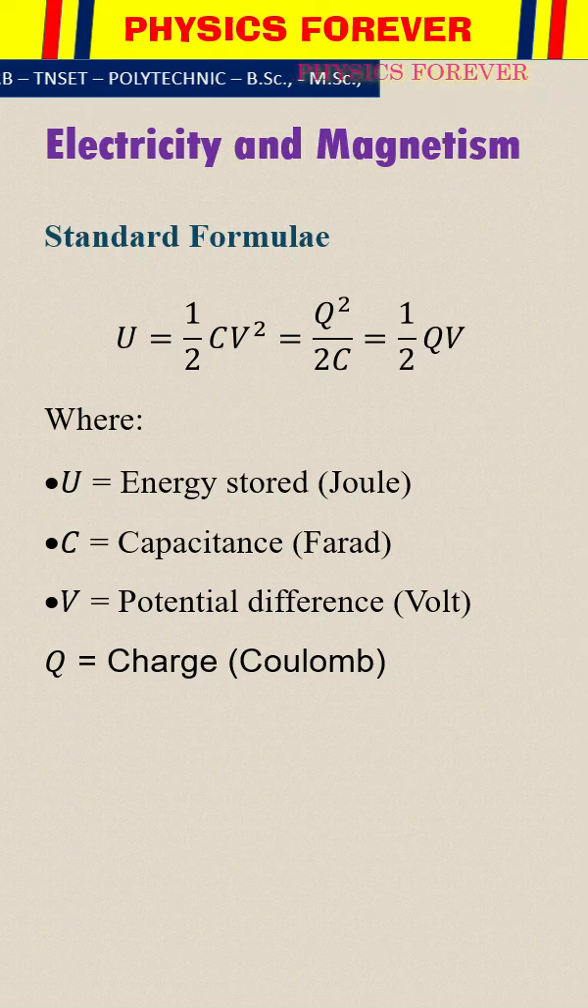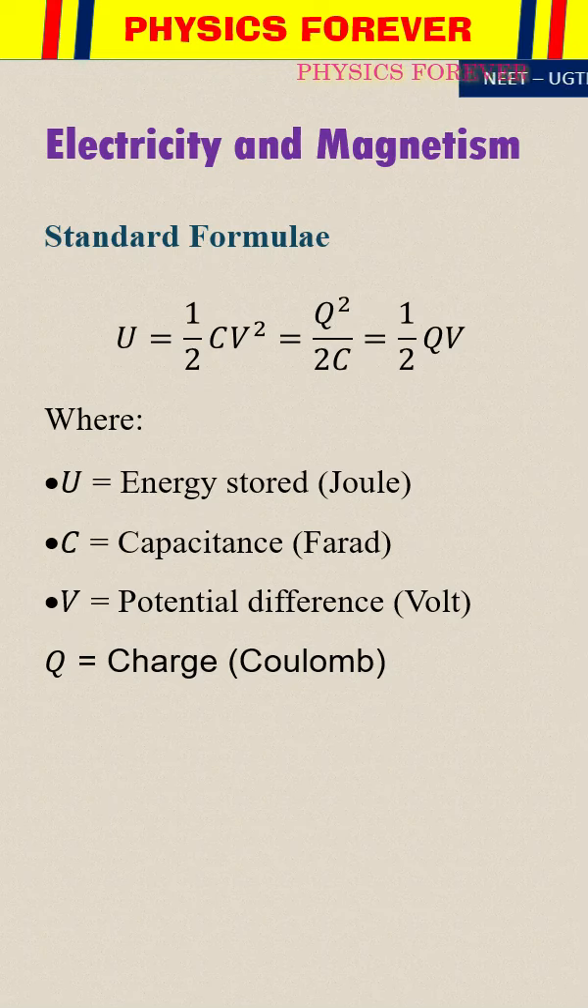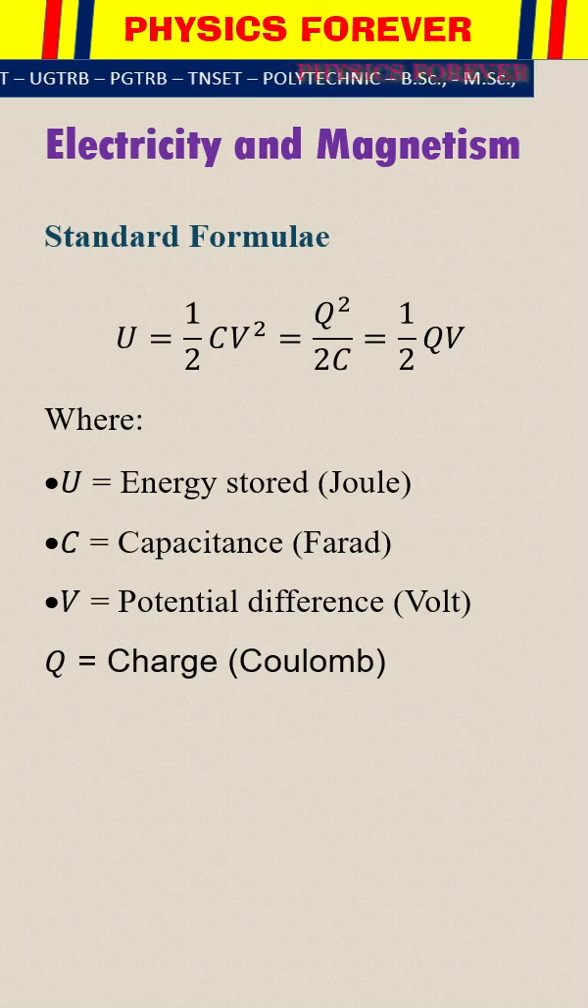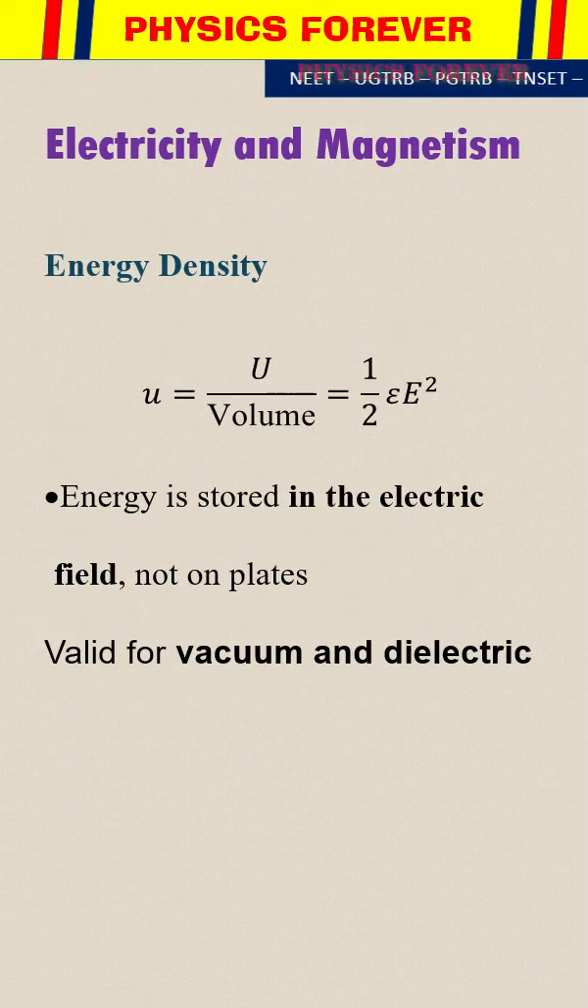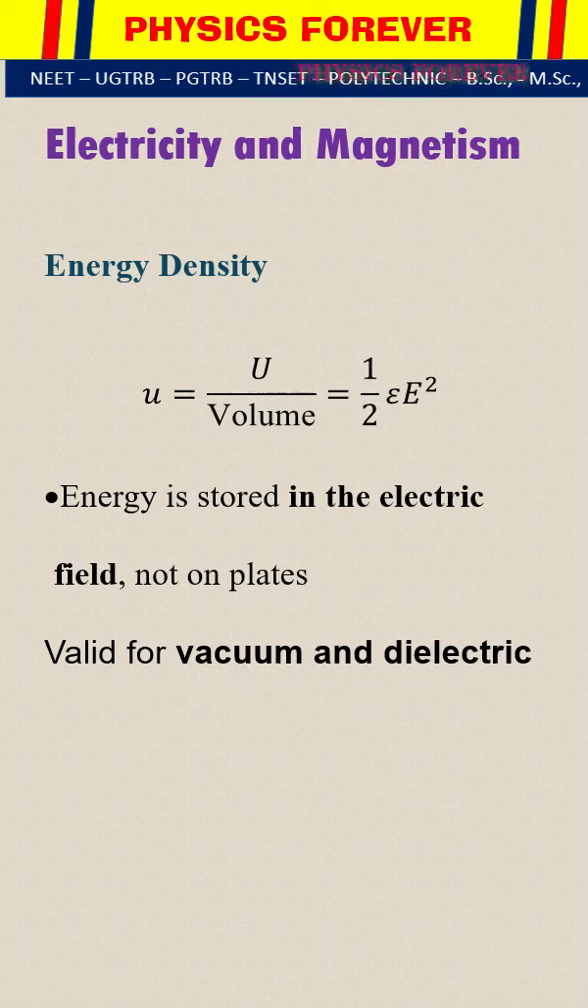Here Q represents the charge, and its unit is coulomb. V is the potential difference, that is volt. C is the capacitance, with unit farad. U is the energy stored, that is joule. Okay, so then energy density can be defined as 1 by 2 epsilon E square.